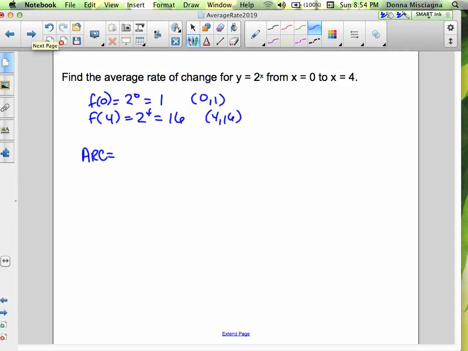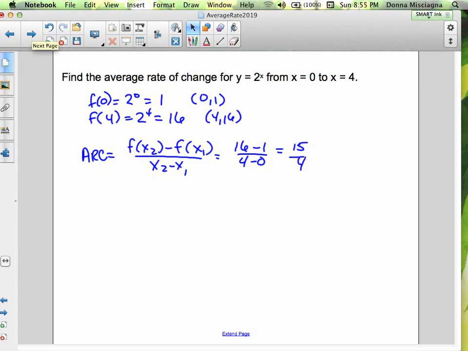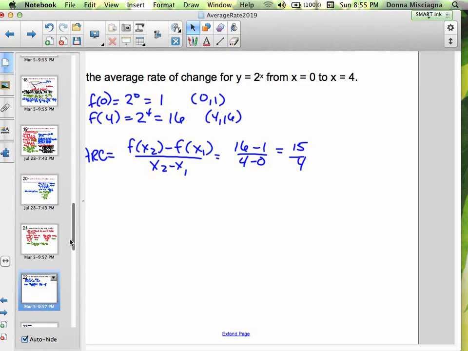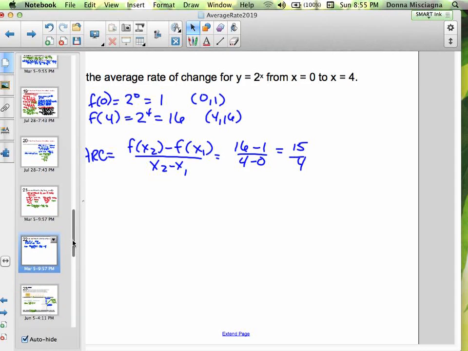Average rate of change is the difference in the value of the function divided by the difference in the x values. So that would be 16 minus 1 divided by 4 minus 0. And so that would be 15/4. Whereas log functions grow slow, exponential functions grow quickly, and they grow faster over time, unlike log functions which grow slower over time.